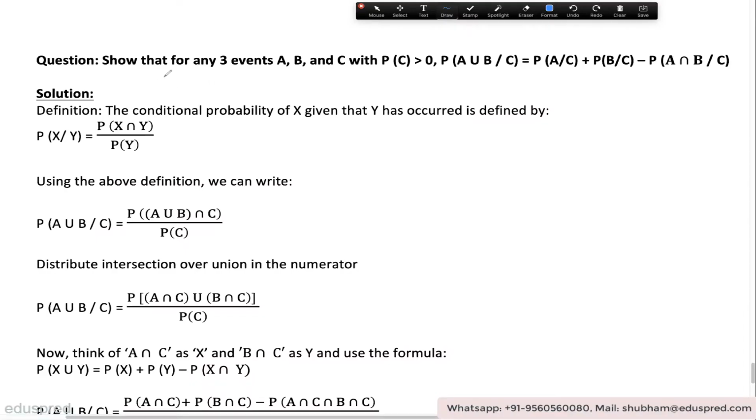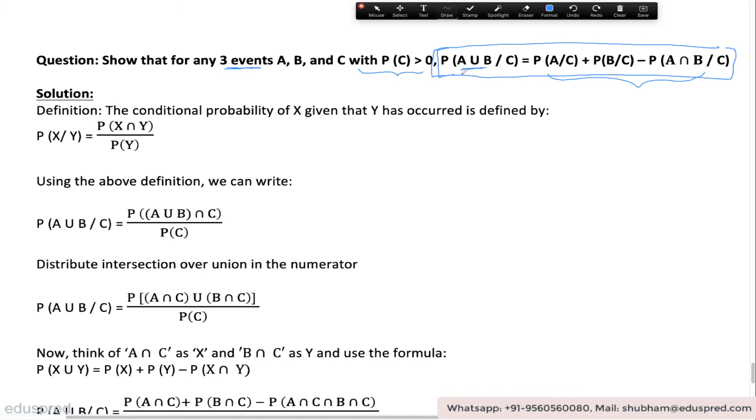In this video, I'm going to solve this question. Show that for any three events A, B and C with probability of C greater than 0, probability of A union B given C can be written as this. Okay, so this is what we have to prove, right?